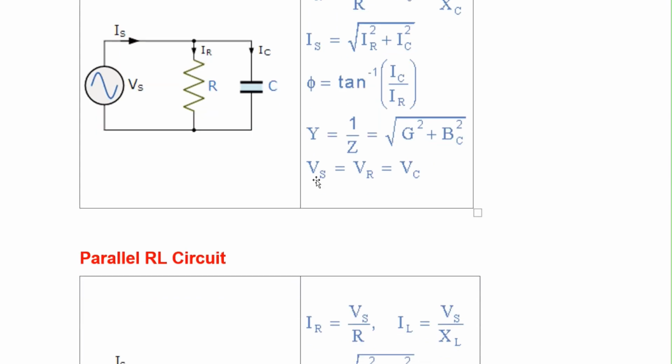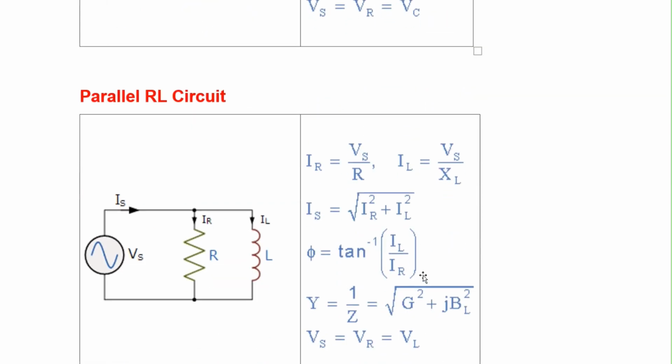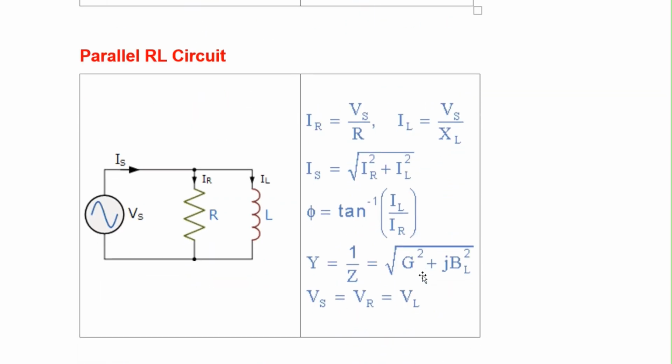And Vs, the source voltage, will be equal to the voltage across the resistor and the voltage across the capacitor. That's it. Now let's proceed to parallel RL circuit.